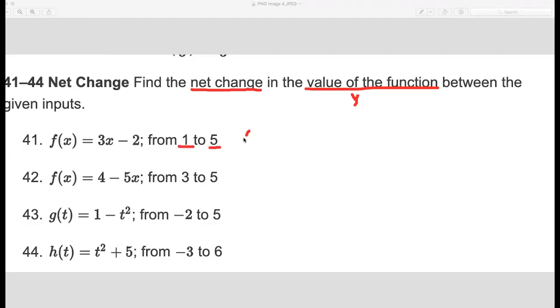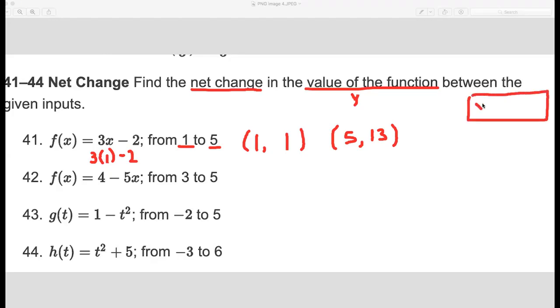The easiest way to organize this kind of thing, because you could do a lot of these mentally, is just to make a set of 2 points. So 1 to 5, those are your x values, and we're going to find the y values. I'll show the sample calculation here. I'm going to do 3 times 1 minus 2, so that's 1. Then I'm going to plug in the 5s: 3 times 5, 15, minus 2 is 13. So the net change is basically asking y2 minus y1.